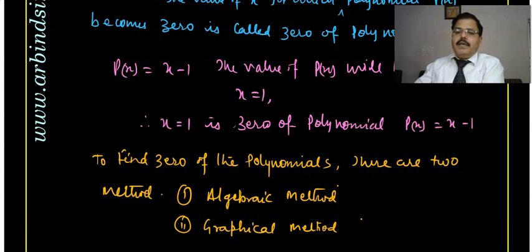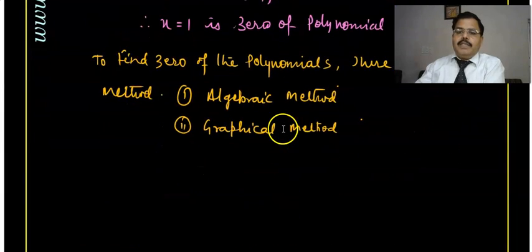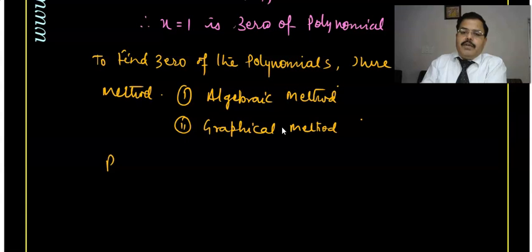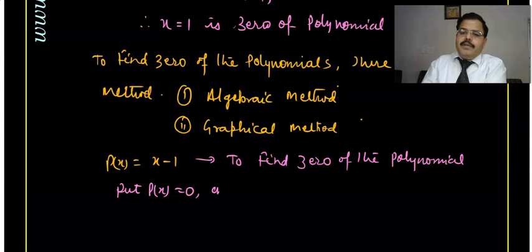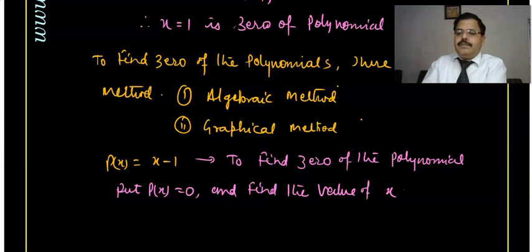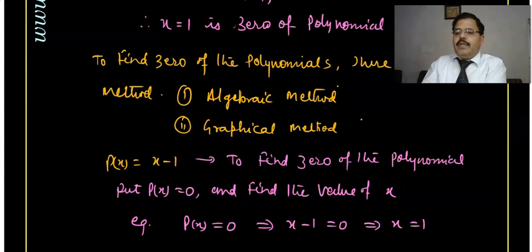In the algebraic method, how can you find the root of the polynomial? Say this one is p(x) = x - 1. To find the zero of this polynomial, put p(x) = 0 and find the value of x. For example, here p(x) = 0 implies x - 1 = 0, which implies x = 1, and that is the zero of the polynomial.